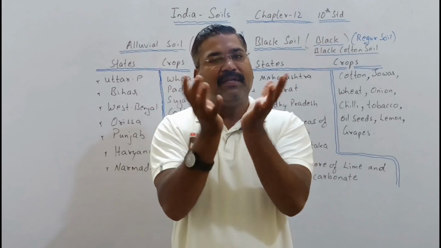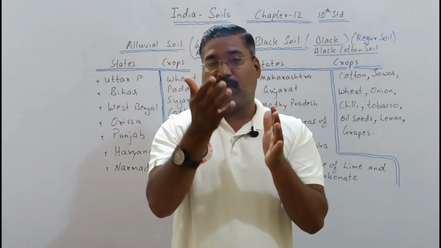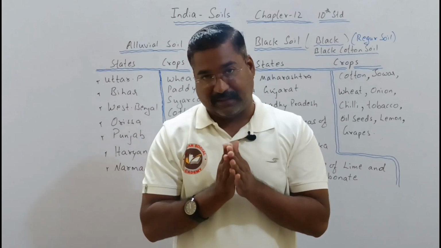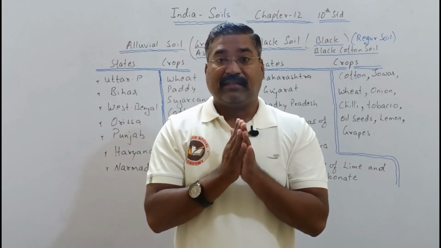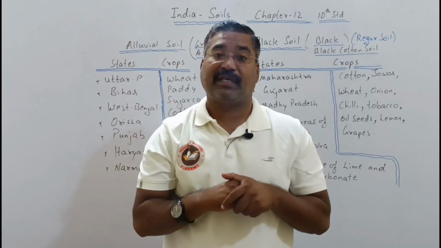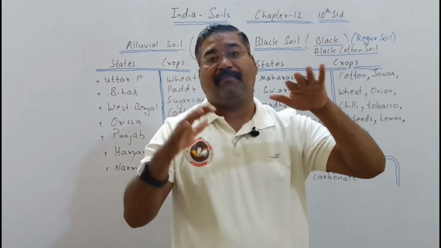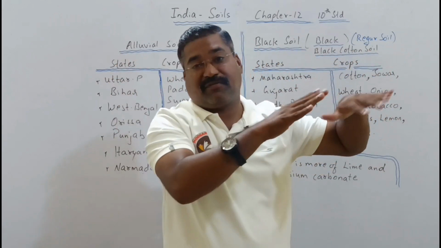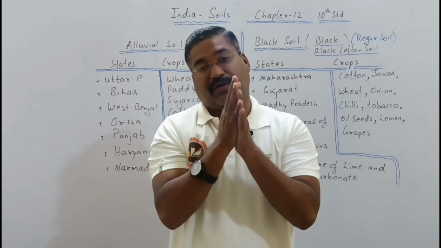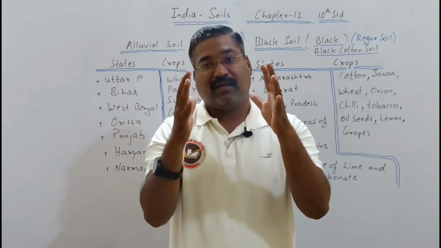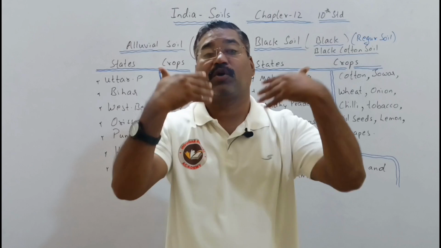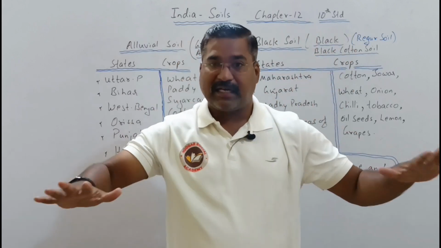When we talk about alluvial soil, those who have studied the Northern Great Plain can understand that this is the alluvial soil brought by the rivers which flow from the Himalayas to the plain surface. They make the soil deposit on the plain surface area. While coming from the mountainous area, they bring a huge amount of nutrients and minerals, which helps the crops to grow well in that soil.